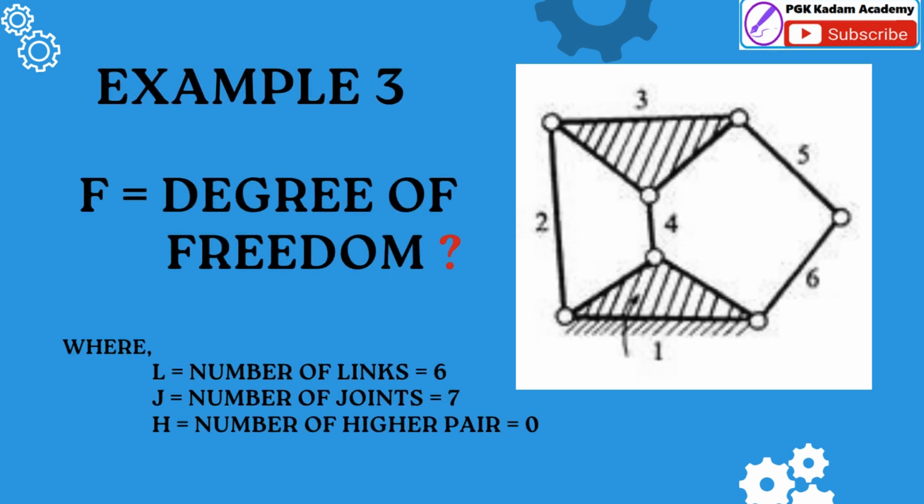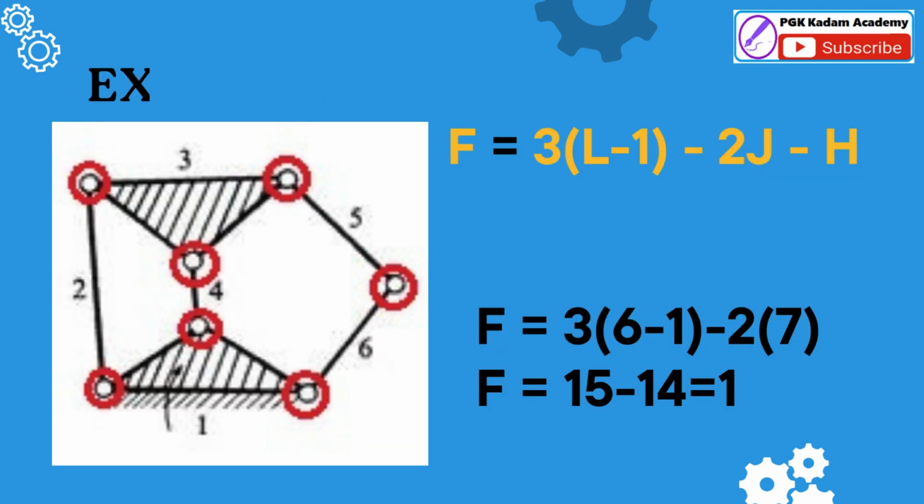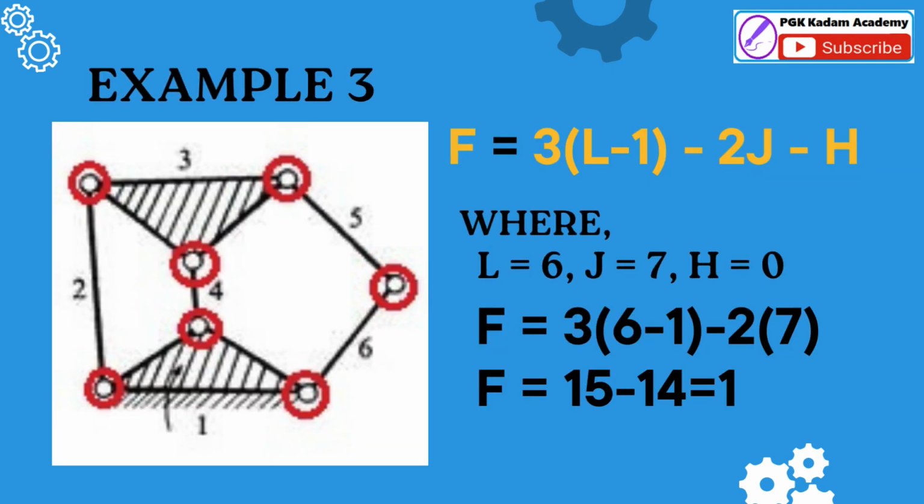Example 3, a complex mechanism shown in the figure, to determine the degrees of freedom of this planar mechanism. Degree of freedom F equal to 3 times (L minus 1) minus 2J minus H. Here, by observation of the mechanism, L equals the number of links in the mechanism, 6. J equals the number of lower pairs in the mechanism, 7.